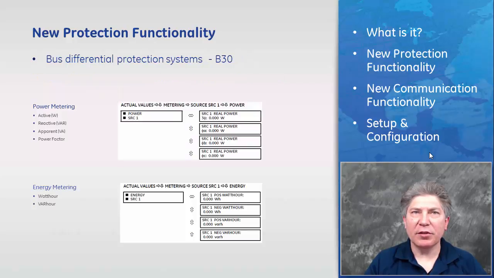For the B30, what this means is the power and energy metering are now part of the actual values and analog operands. Now let's keep in mind that the voltage inputs need to be configured for the power and energy values to be available. So this eliminates the need for external power and energy meters on a small bus bar application.